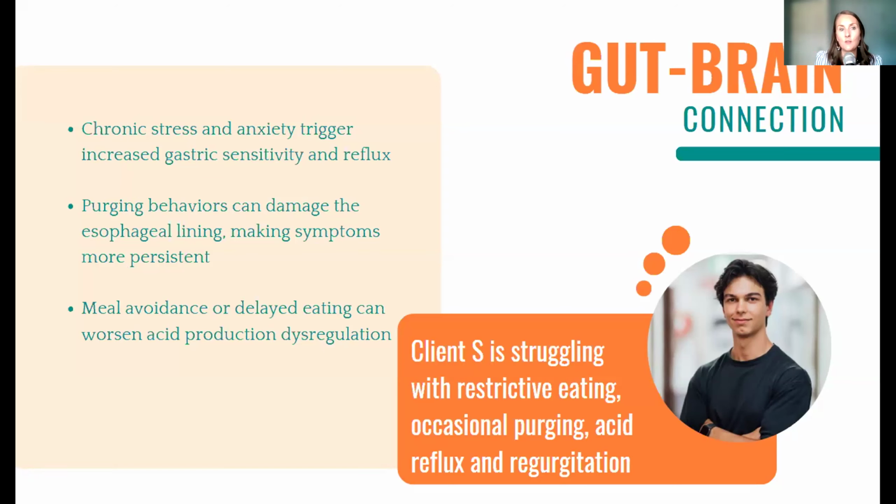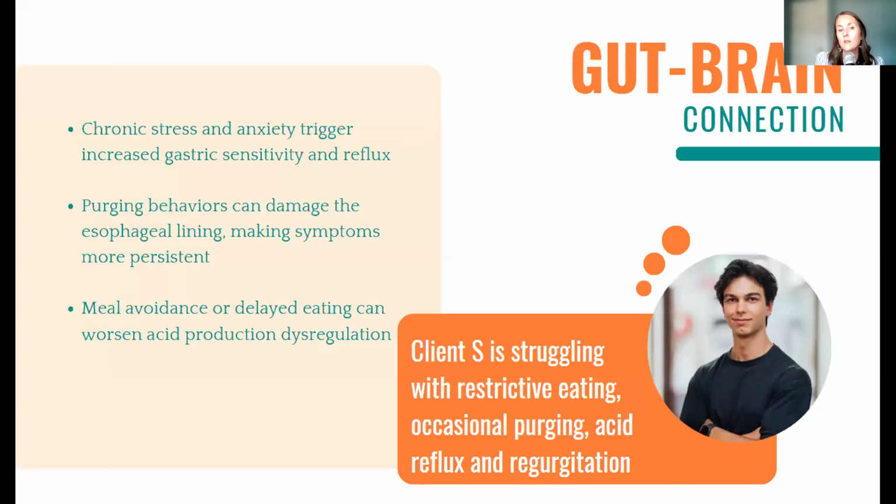And so, what do we need to do? We need to work on meal hygiene. We also may want to use something to help aid digestion in a case like this. Perhaps we use digestive bitters, or perhaps we use something like different enzymes to help the client break down their food and move it through. Purging behaviors can definitely damage the esophageal lining, making symptoms more persistent. We can use things like DGL. We can use things to help repair the tissue in the lining of the esophagus and then in the stomach as well.